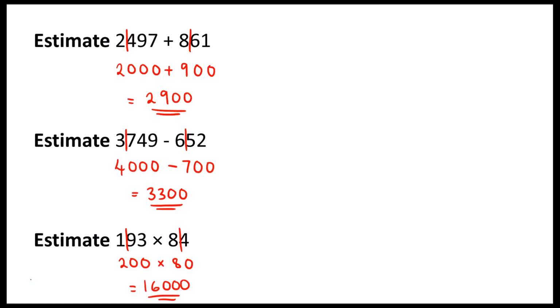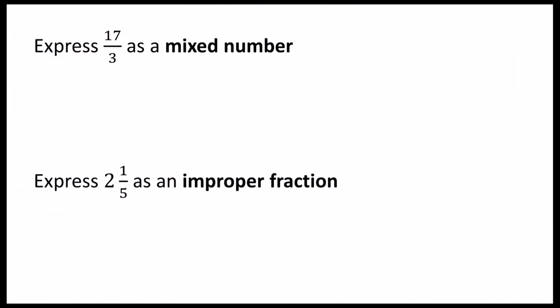The last type of question will always ask you to convert between mixed numbers and improper fractions. My first example asked me to express 17 over 3 as a mixed number. I know that 17 over 3 simply means 17 divided by 3. If I try and work out how many 3's go into 17, I get 5 whole ones with a remainder of 2. And that means that my answer is 5 whole ones with 2/3 left at the end. That's because I was dealing with thirds originally in my question.